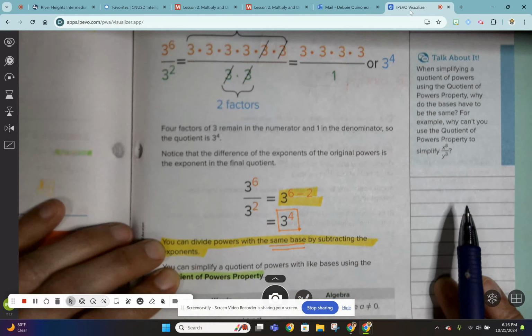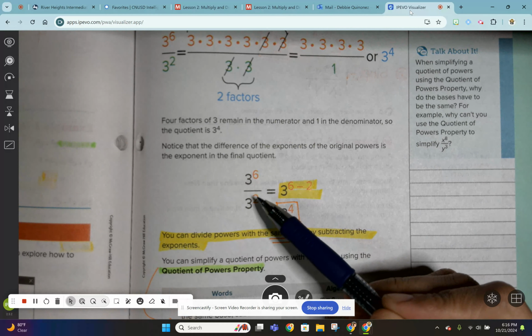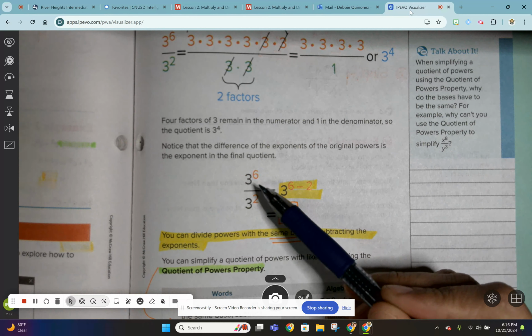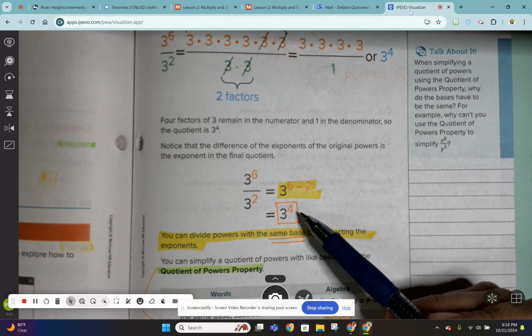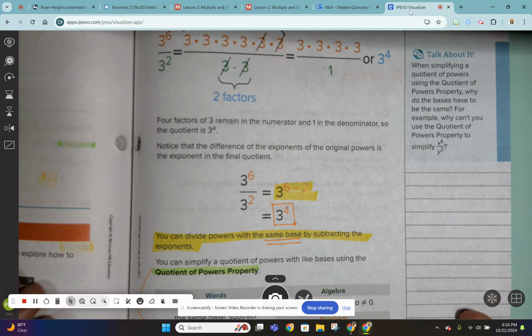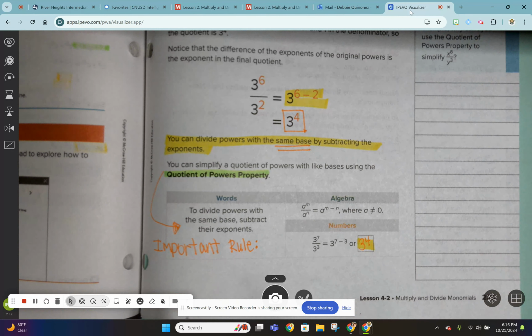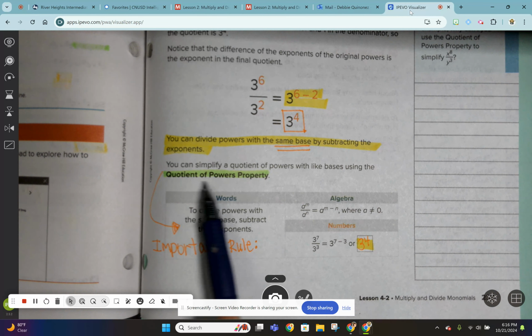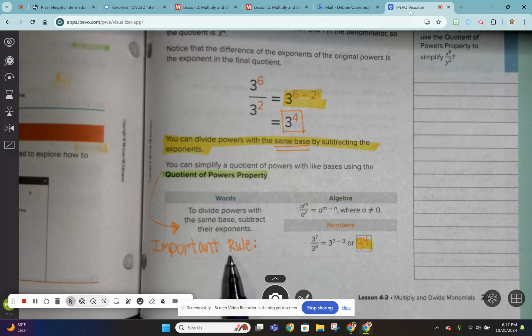Okay, so over here, our shortcut that we're going to memorize is, again, if you have the quotient and they have the same base like this, what we're really doing is taking that base, rewriting it, and subtracting the exponents from each other. So whenever they have the same base, we subtract. This is another one of those rules that we're going to be memorizing, those laws of exponents. So let's take a second here to highlight our rule. This is the quotient of powers property. So this is our second property that we're learning in this lesson today. And here's that important rule so we can reference it later on.